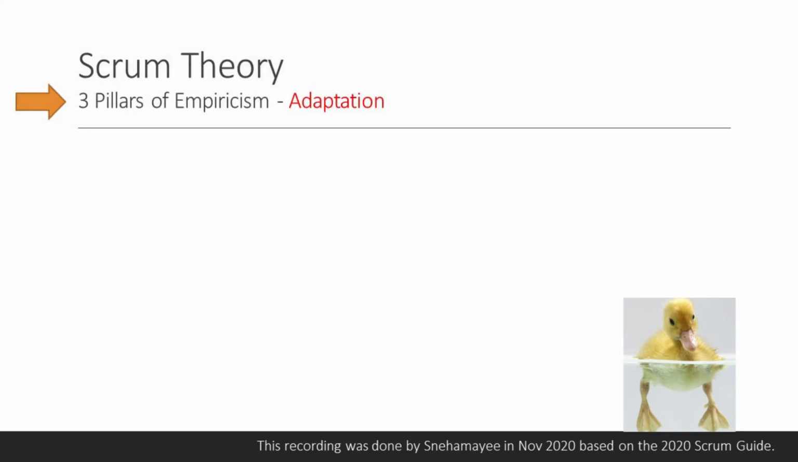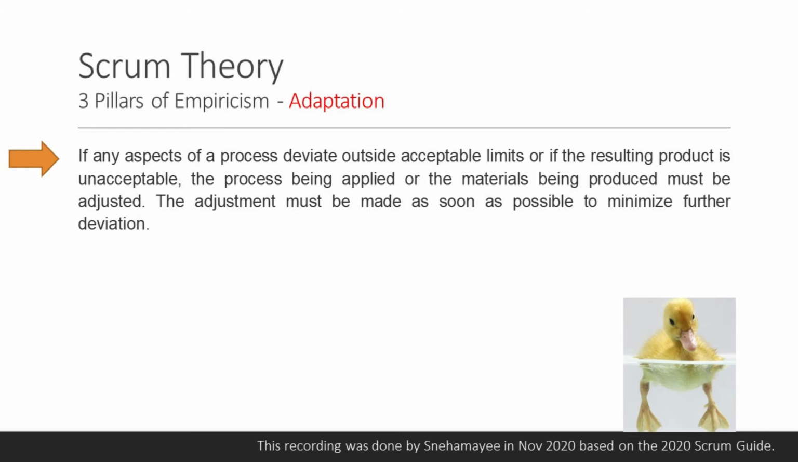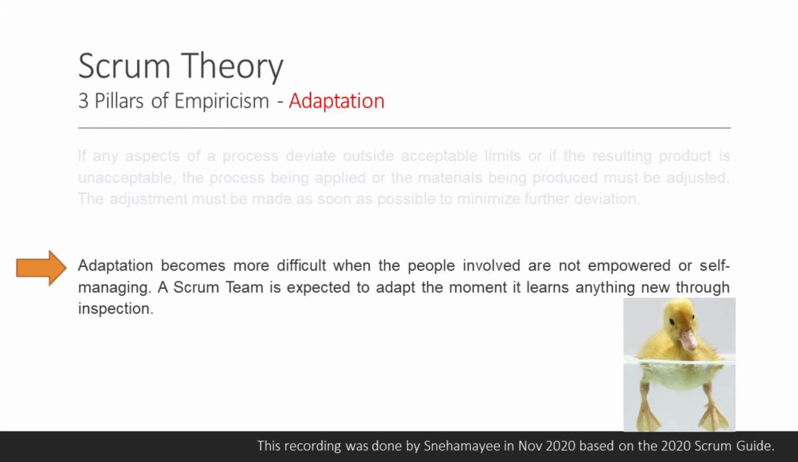Three pillars of empiricism: Adaptation. If any aspects of a process deviate outside acceptable limits, or if the resulting product is unacceptable, the process being applied or the materials being produced must be adjusted. The adjustment must be made as soon as possible to minimize further deviation. Adaptation becomes more difficult when the people involved are not empowered or self-managing. A Scrum Team is expected to adapt the moment it learns anything new through inspection.